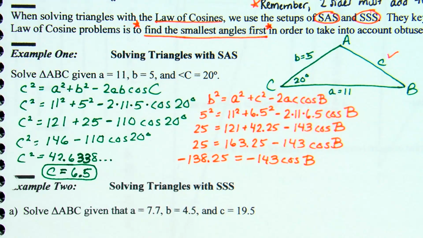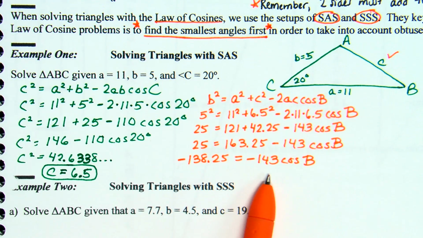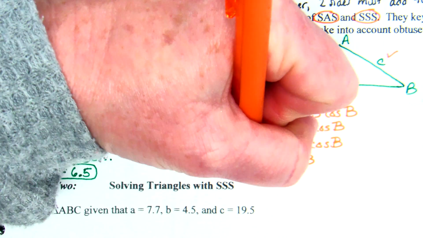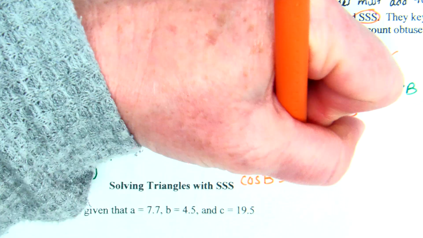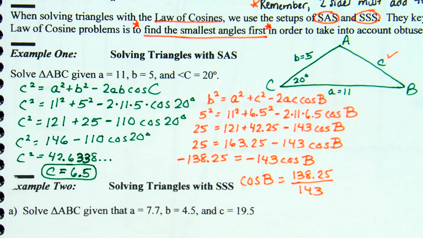And realize that 143 is attached to the cosine B still, right? So it doesn't add or subtract with everything else. How do I work to get cosine B by itself? Divide. We're going to take this negative 138.25 and divide it by negative 143. Now, what's a negative divided by a negative? Positive. I don't care how you do this on your calculator, but I'm going to write that cosine B equals 138.25 divided by 143. Because that's probably some decimal, and I don't want to write the decimal down right now. I'd rather just write that fraction.